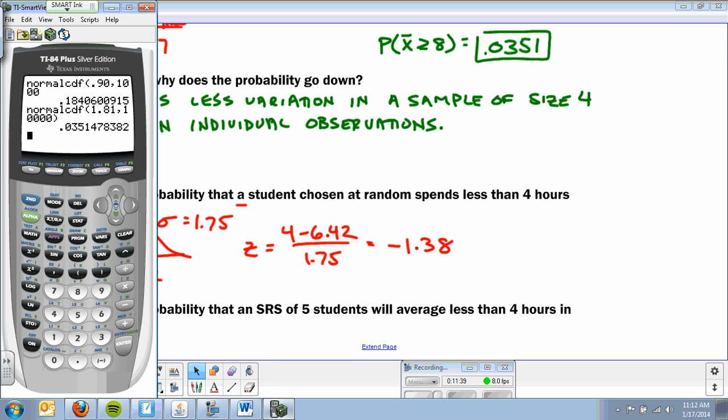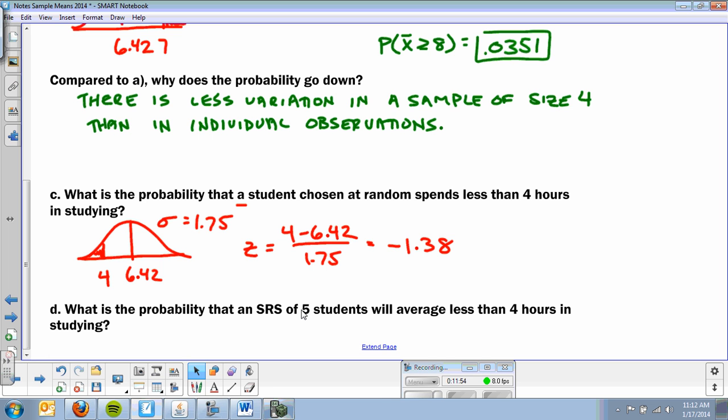I use my calculator, normal CDF. Now, because I'm going to the left, I want negative 1 and a bunch of zeros, comma, negative 1.38. And I get an area of 0.0838. So the probability that x is less than 4 is 0.0838.